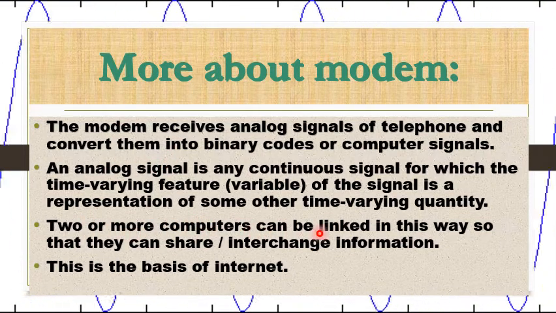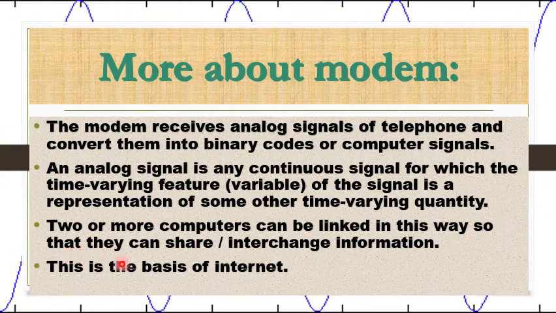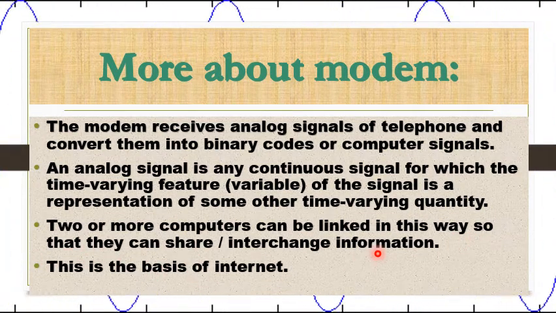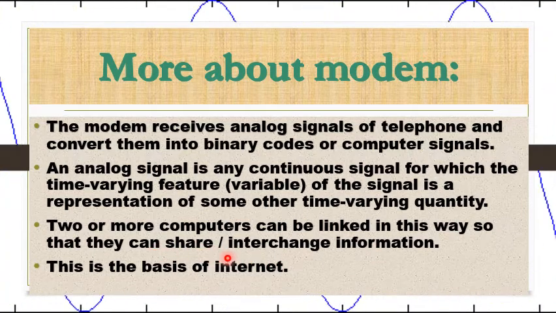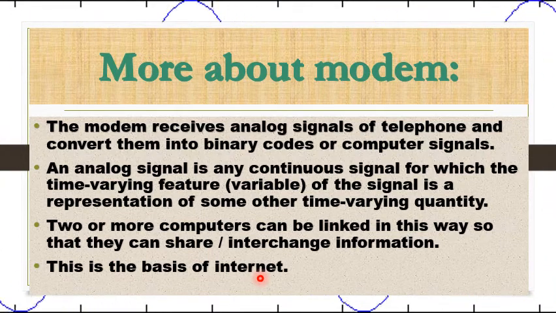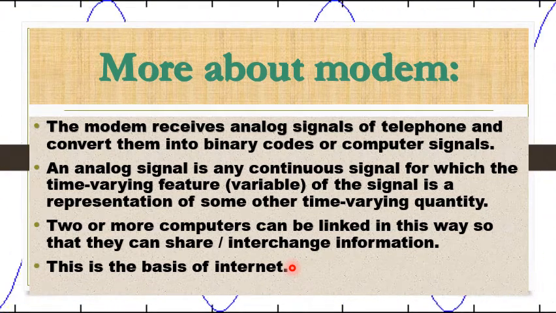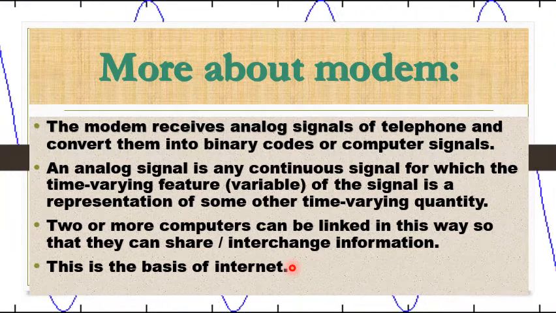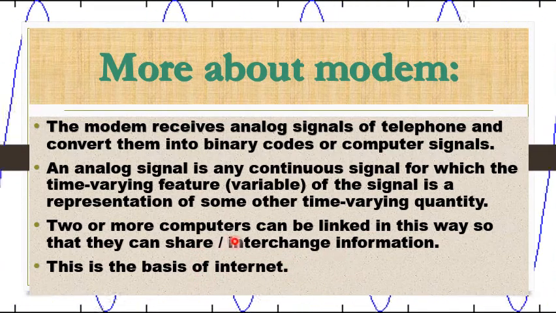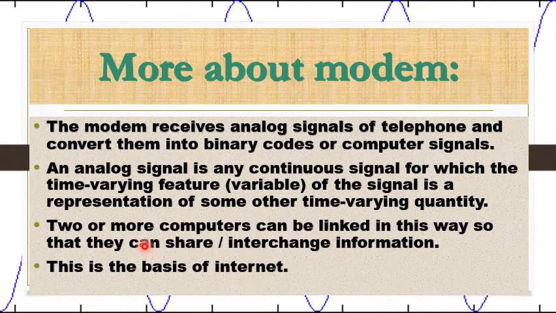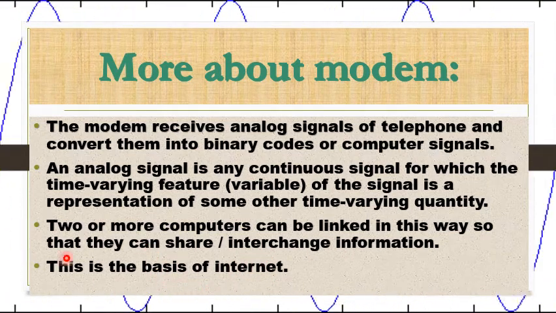Two or more computers can be linked in this way so that they can share or interchange information. This is how all the computers can be linked with one another. This is the basis of the internet. It cannot be done without the internet. Without the internet, our laptop or mobile phones are only able to do some of the common features. But information technology involves the transmitting of data from one place to another through technological devices, so that would require the internet, and this is how we can transmit our data from one place to another.